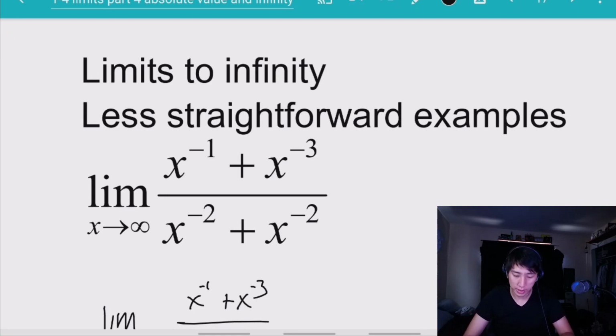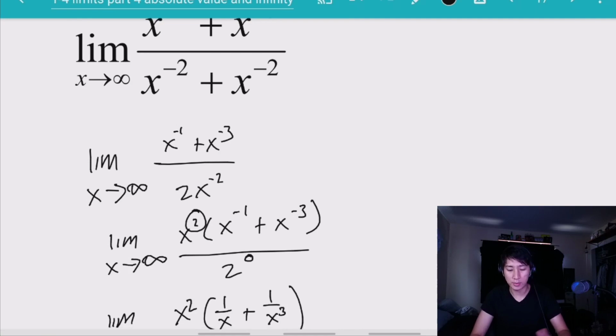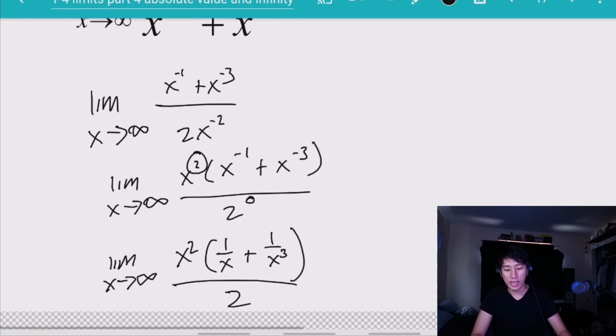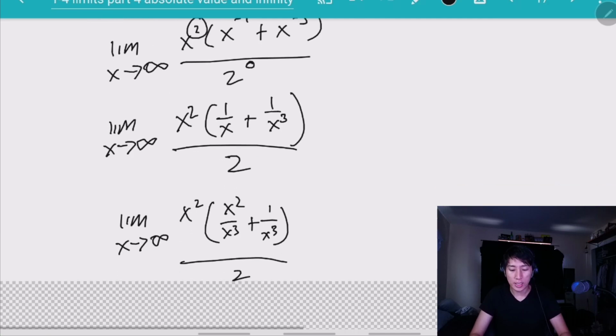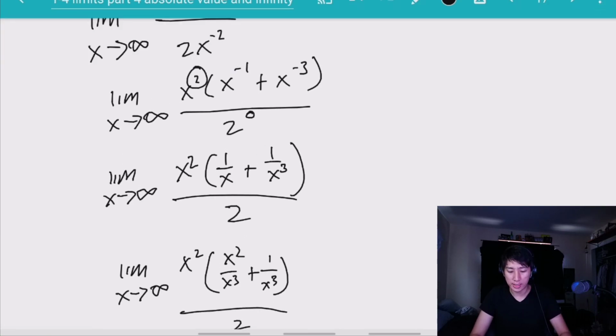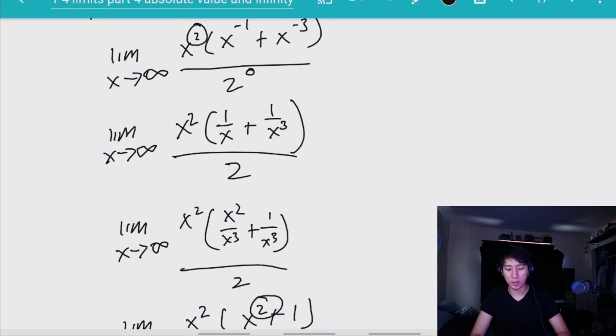So again, basically what you're going to be doing is you're simplifying. So whenever you have these, you kind of simplify. So first thing that we did was the bottom half is the same denominator. So we said 2 times x to the negative 2. Then we flipped the denominator, that negative 2, up to the numerator to get x squared times x to the negative 1 plus x to the negative 3. Then we converted those to positive exponents just to make sure that we had it correct. So then from there we had limit as x approaches infinity of x squared times 1 over x plus 1 over x cubed, all over 2.